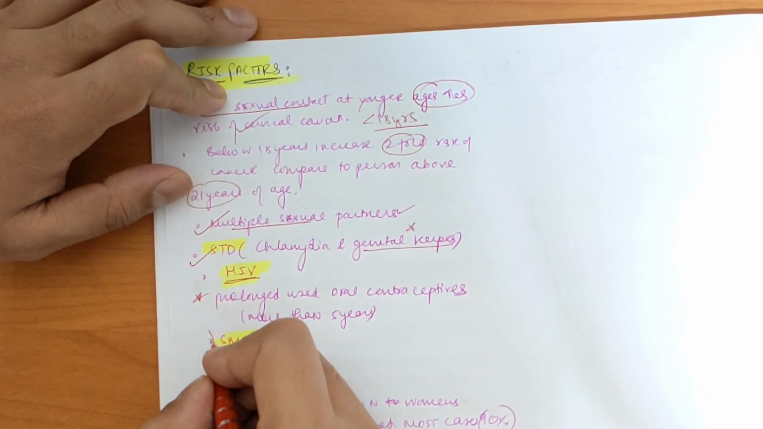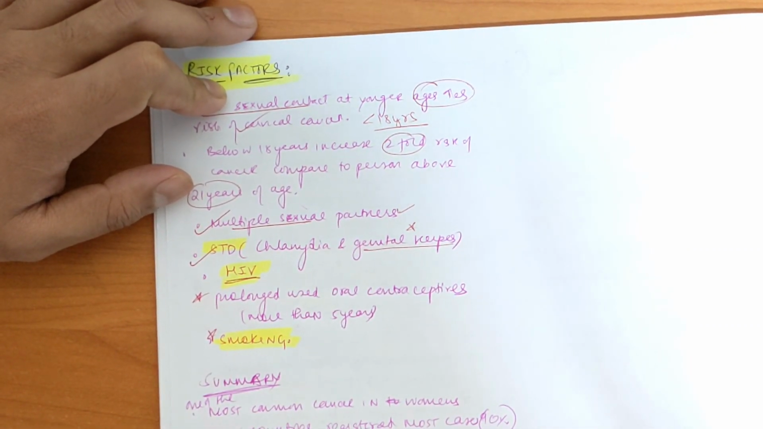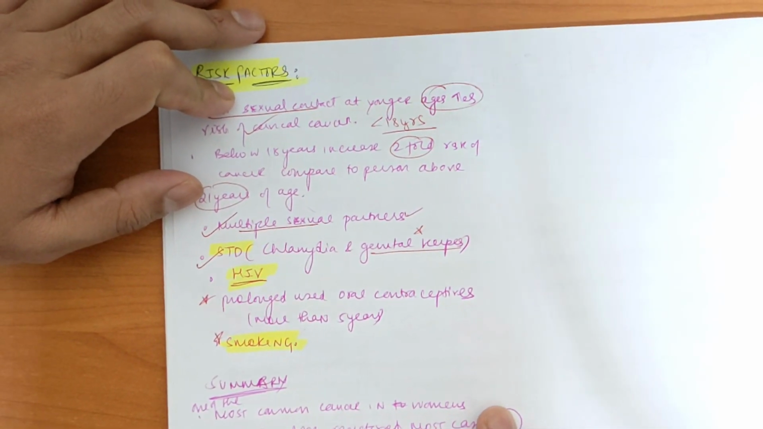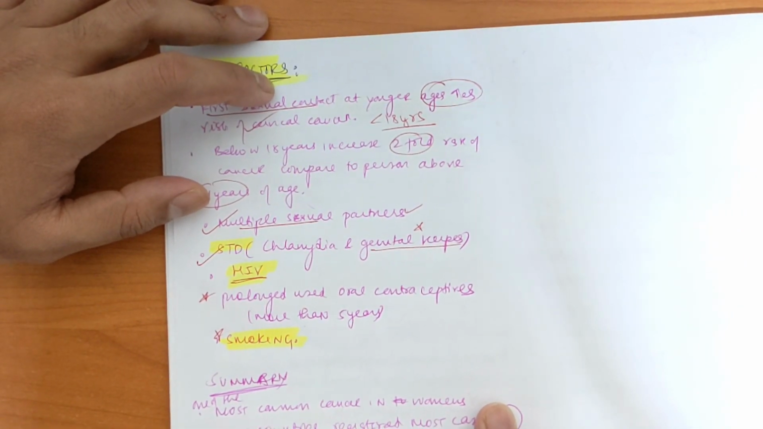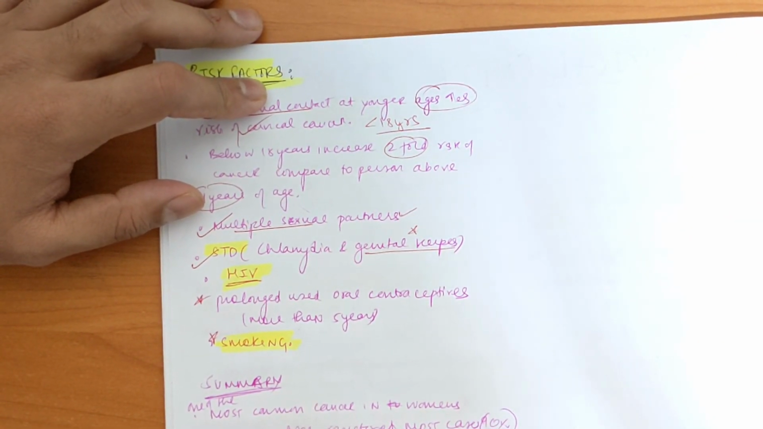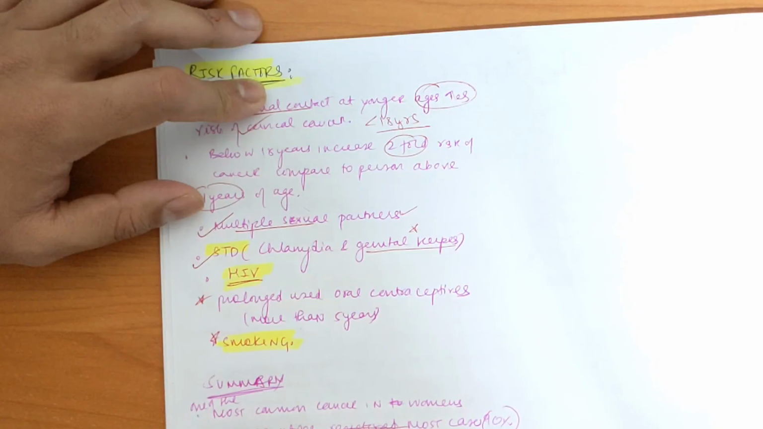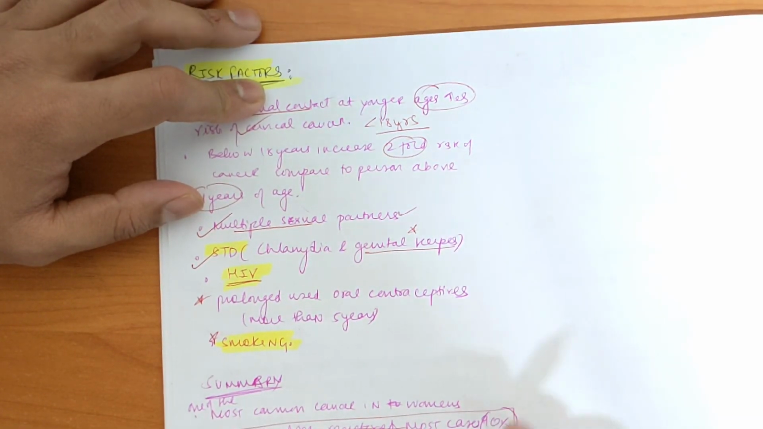Smoking addiction can also lead to this. The overall summary is that it is one of the most common cancers in women, and poor countries register the most cases. About 90% of cases are in poor countries.